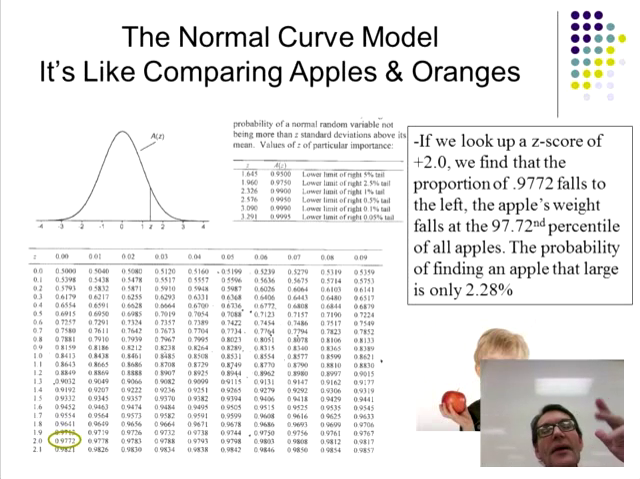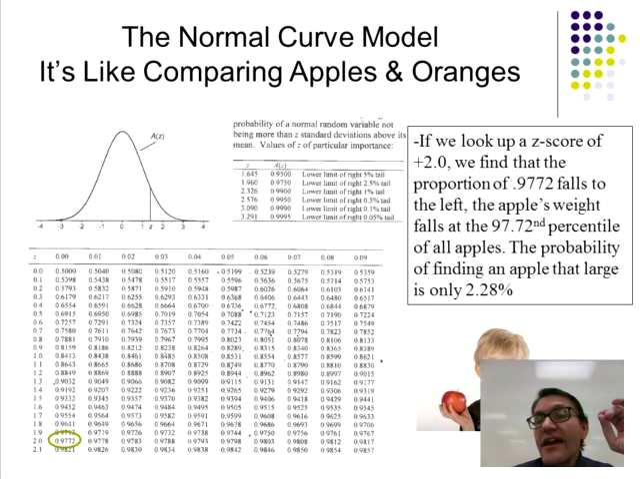It's saying 97.72% of scores fall to the left of that point. In other words, this apple is larger than 97.72% of all of the apples in the world. So it's a pretty darn big apple, right? This apple is at the 97.72nd percentile, whatever the heck that means. So lots of ways to say it.